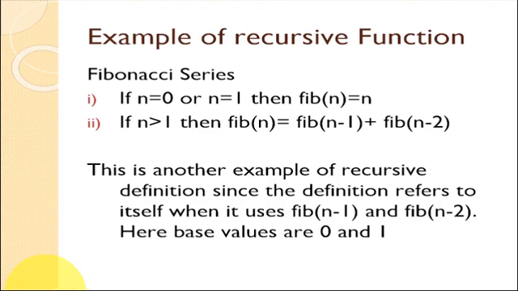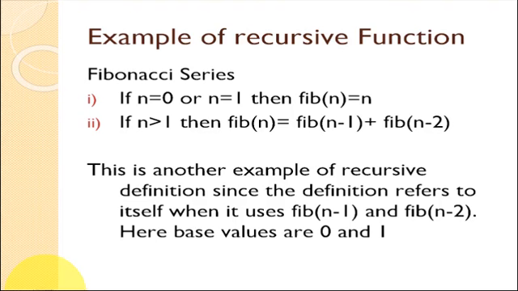If n is equal to 0 or n is equal to 1, then fib of n is equal to n. If n is greater than 1, then fib of n is equal to fib of n minus 1 plus fib of n minus 2. This is another example of recursive definition since the definition refers to itself when it uses fib of n minus 1 and fib of n minus 2. Here, the base values are 0 and 1.